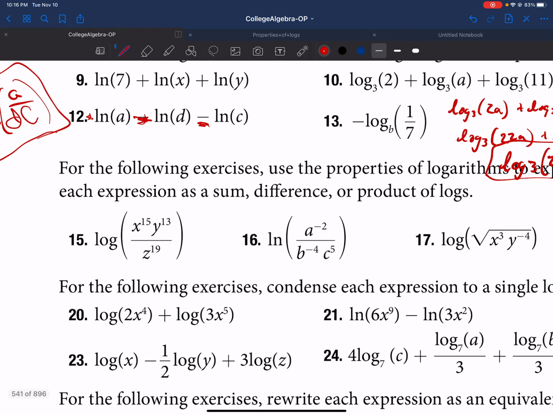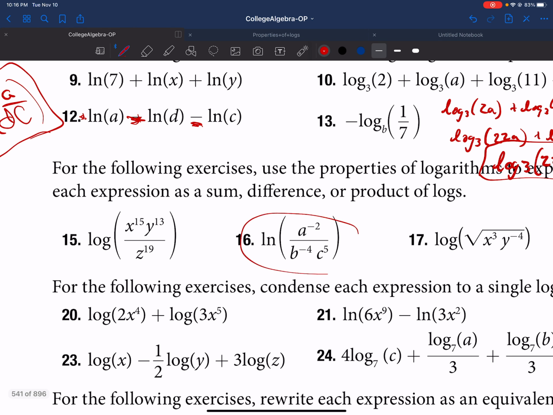This one in here is the same thing. You're going to use all the properties, though, so there are powers this time. In this case, you would say that's ln of a to the negative 2, because it's on top and there's a plus out front. The b is on bottom, so it should have a minus, ln of b to the negative 4. And the c to the 5th power is on bottom too, so it should be minus ln of c to the 5th.